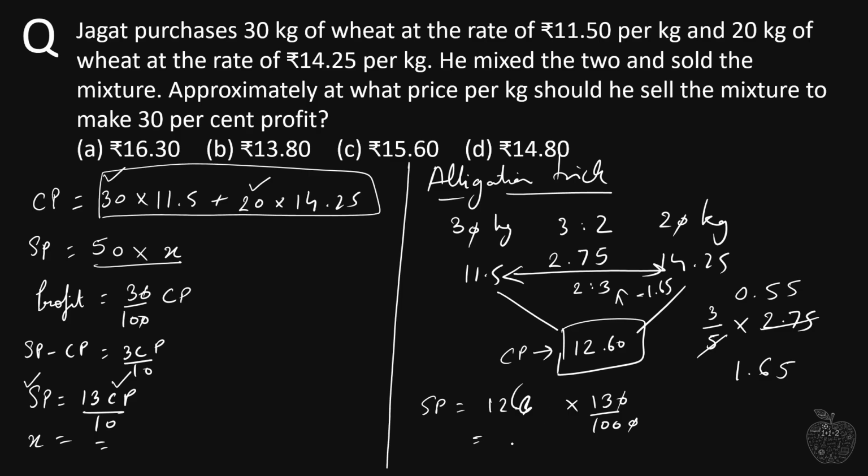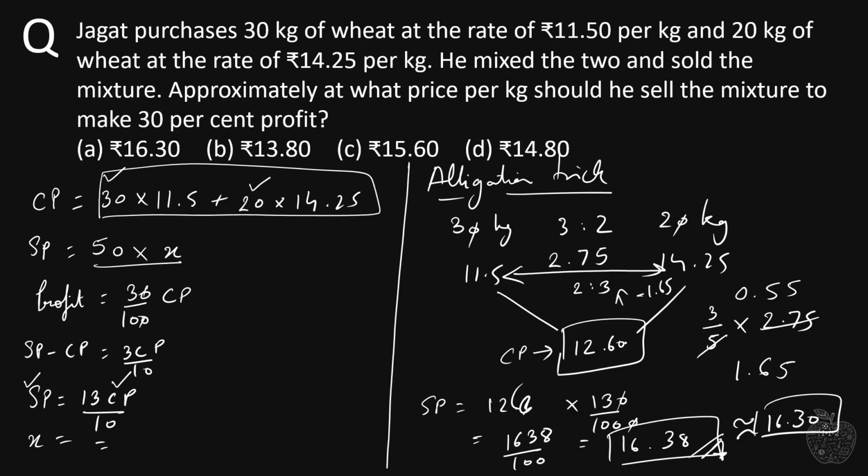126 multiplied by this 13 will give me 1638 divided by this 100, and this will be equal to 16.38, and this is our required answer, or I can say that this is approximately equal to 16.30 because this is the closest option that we have here, which is 16.30. So here option A is the correct one.